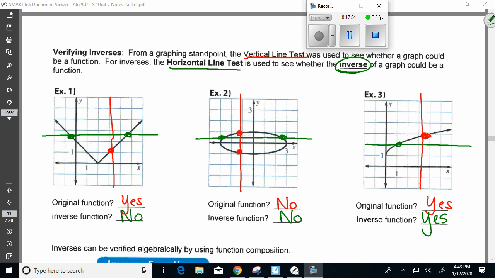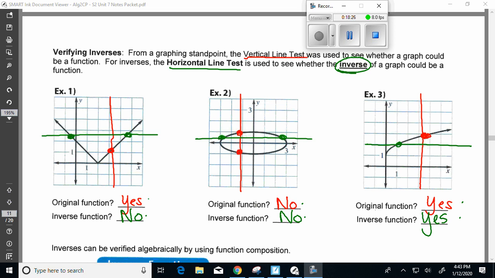So just know that sometimes it can work both times. Sometimes both of them could fail. And sometimes one could pass and one could fail. So don't assume, do the work. But just like that, that completes objective number 2, verifying whether something is an inverse using a graph.